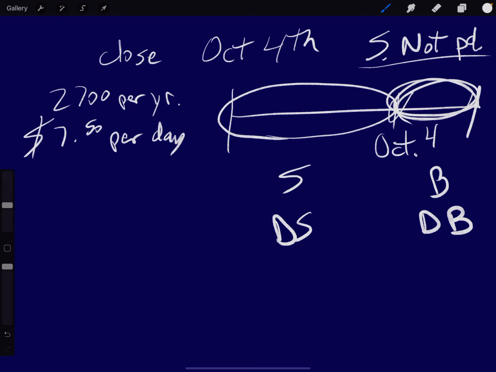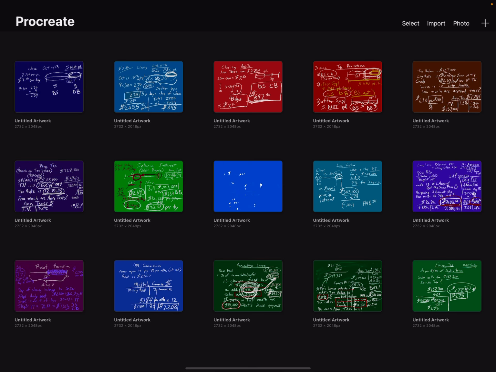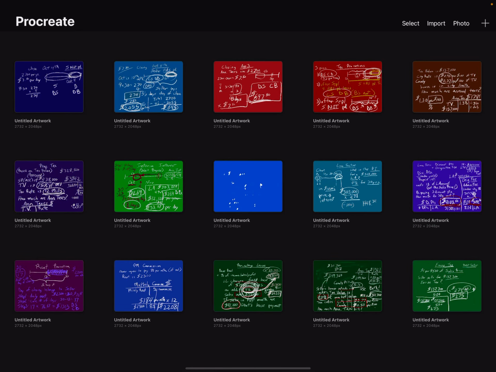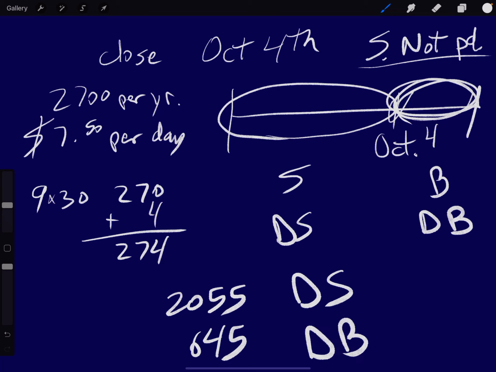Seller's days for October 4th, well, let's see, that's 9 total months times 30 days per month is 270 days, plus 4 days in the month of closing, 274 days. Is that the one I did before? Yep, it sure is, which was $2,055 to the seller and $645 to the buyer. So it's going to be debit the seller their portion and debit the buyer their portion.